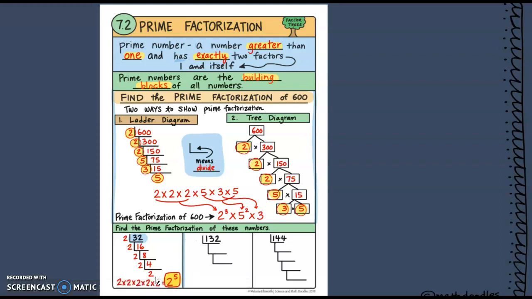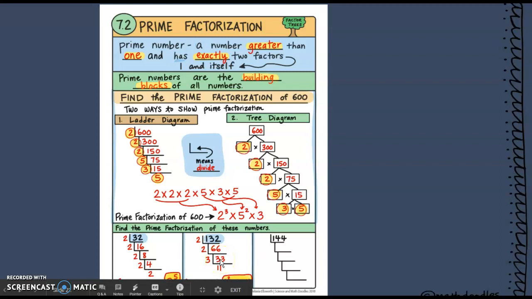Alrighty, we're going to do one more. What about 132? Well, 132 obviously is even, so I'm going to divide it by 2. And when I divide 132 by 2, I get, not 16, sorry, 66. 66 divided by 2 gives me 33.